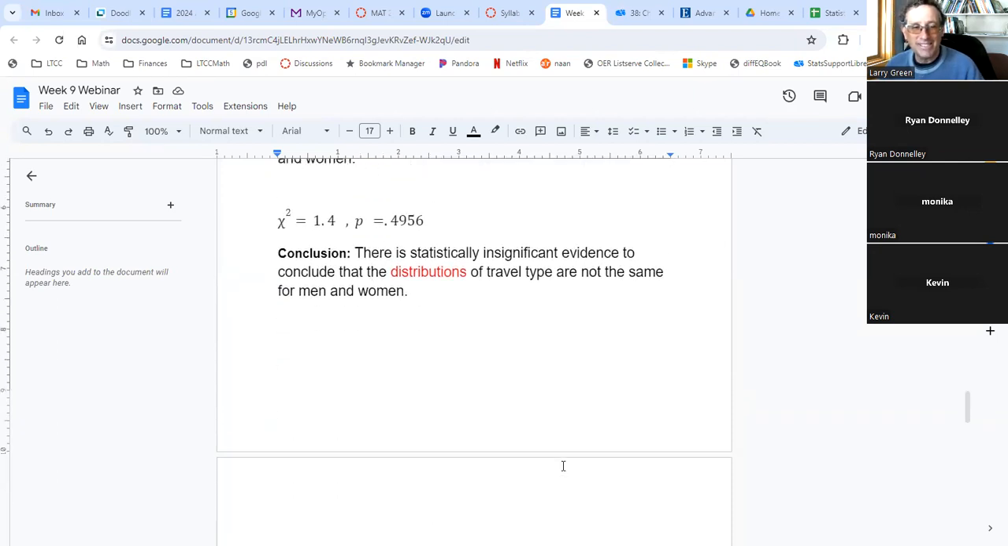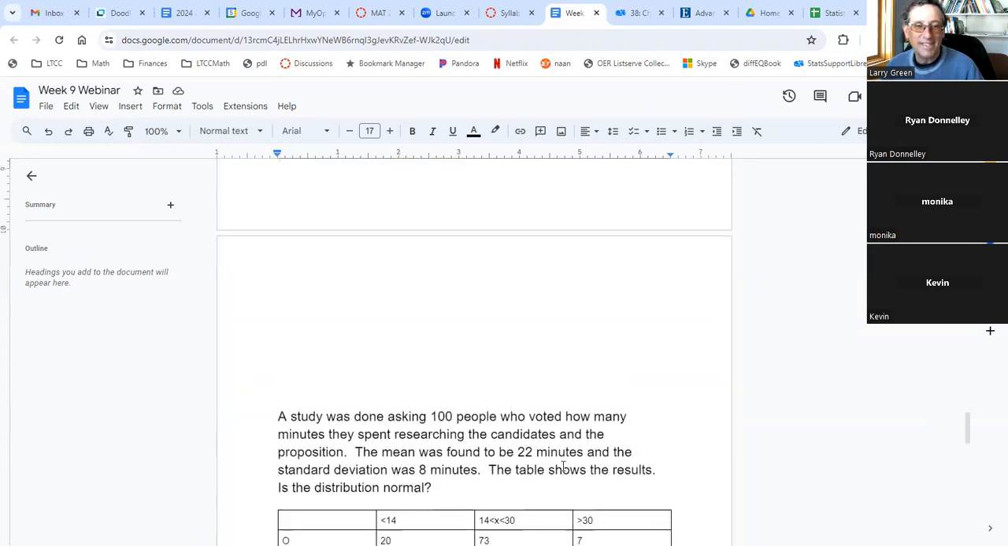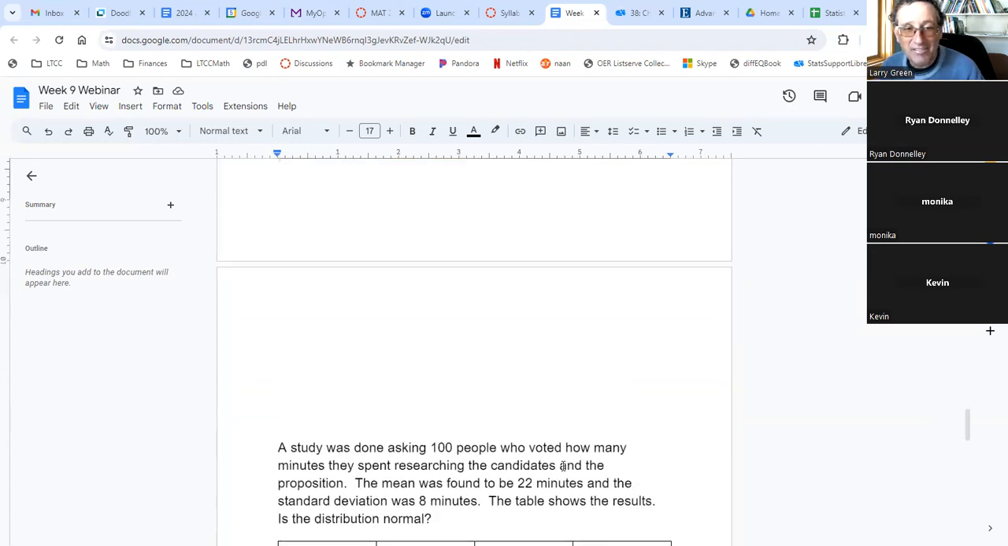But here's what we can do. Okay, a study was done asking 100 people who voted how many minutes they spent researching the candidates and the proposition. The mean was found to be 22 minutes and the standard deviation 8 minutes.